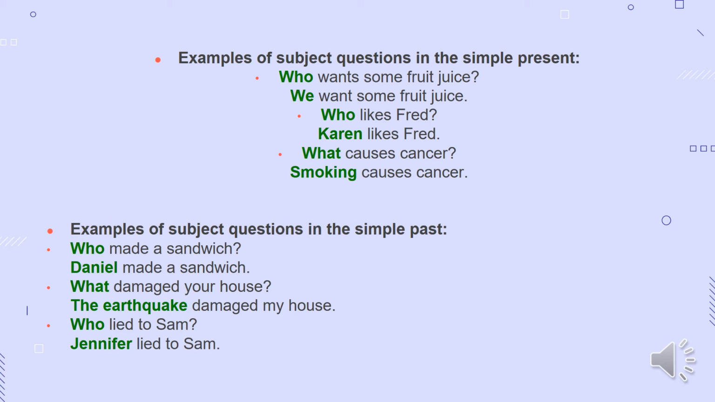Who wants some fruit juice? It would be the question. We want some fruit juice. Who likes Fred? Karen likes Fred. What causes cancer? Smoking causes cancer. And the examples of a subject question in the simple past. Who made a sandwich? Daniel made a sandwich. What damaged your house? The earthquake damaged my house. Who lied to Sam? Jennifer lied to Sam.